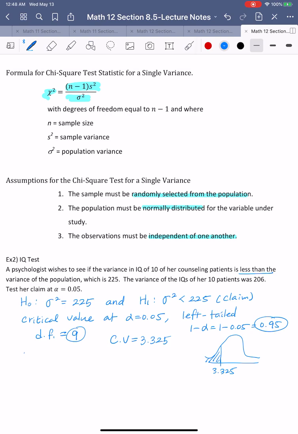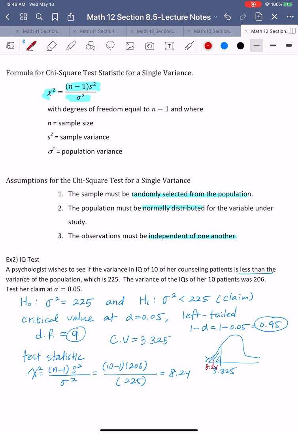All right, we need to find the test statistic, which is chi-square equal to n minus 1 times s square over sigma square. So n is 10, subtract 1, times s square, which is 206, over sigma square, which is 225, comes out to 8.24. So if I plug it in, it's right here.